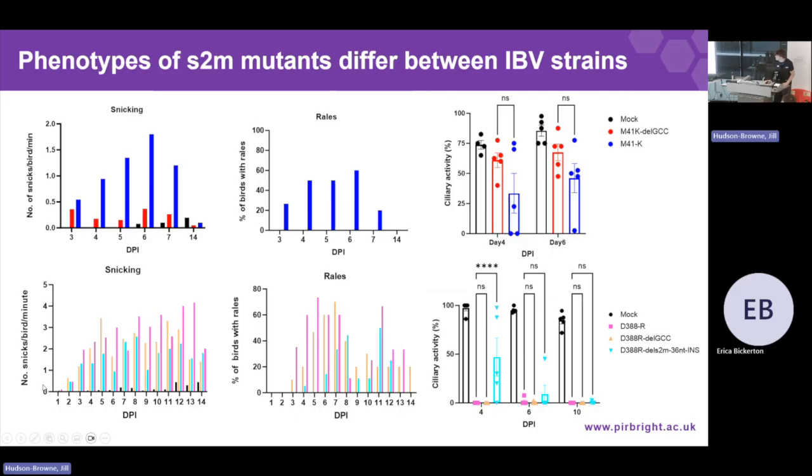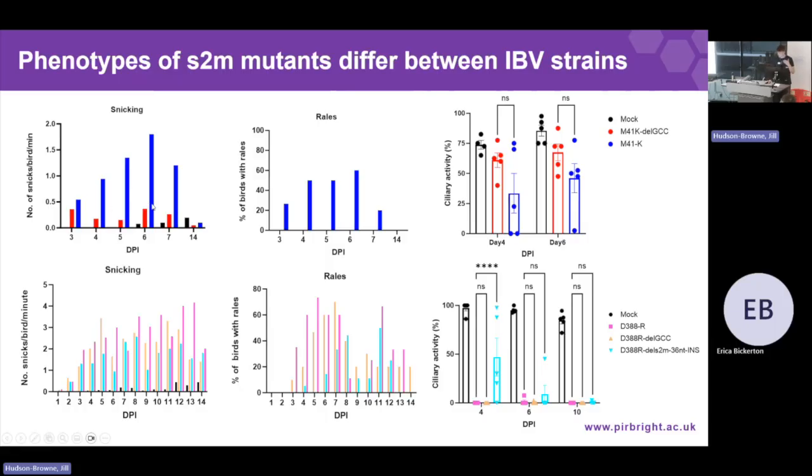But going back to the deleted GCC mutant, as I mentioned, we have the ability to characterize these in vivo, and what we see is slightly different between M41 and D3A. On the top here, we have the clinical presentation and cellular activity for M41, with the deleted GCC virus in red and the parent in blue. As you can see, deleting that trinucleotide motif appears to have a significant effect on clinical presentation over the course of our animal study.